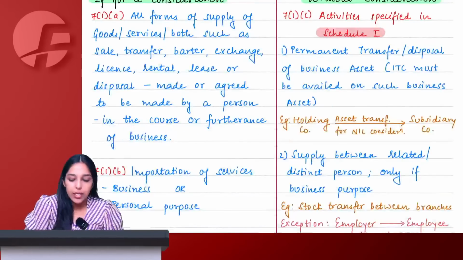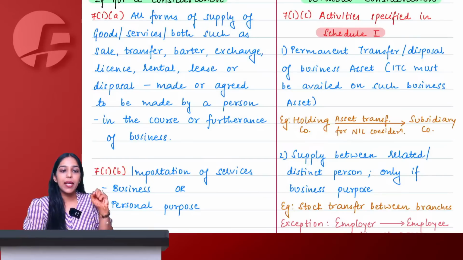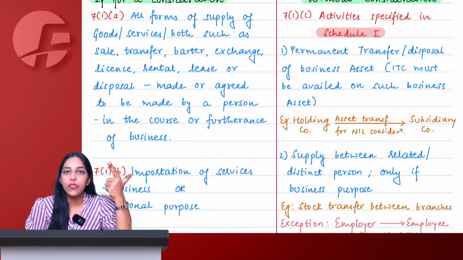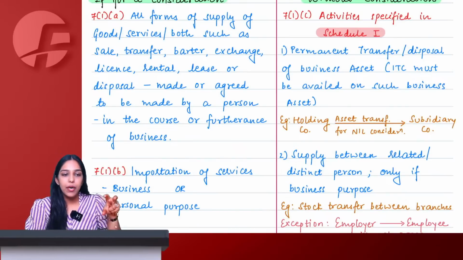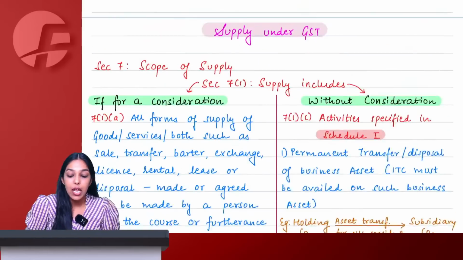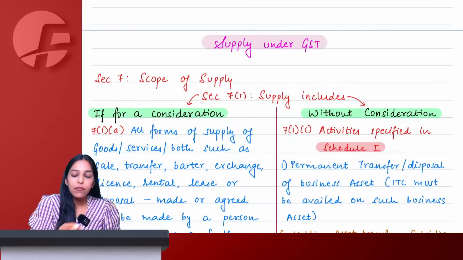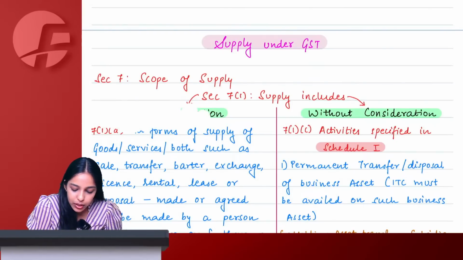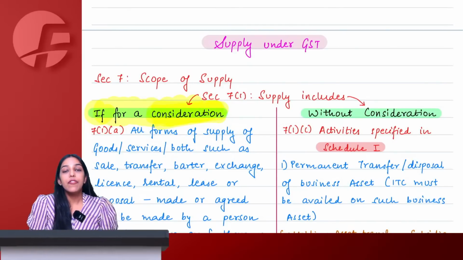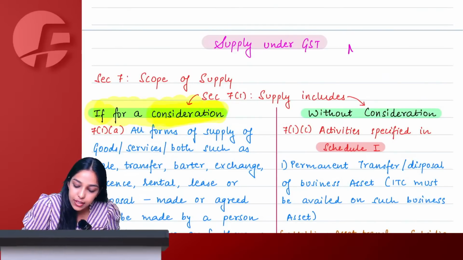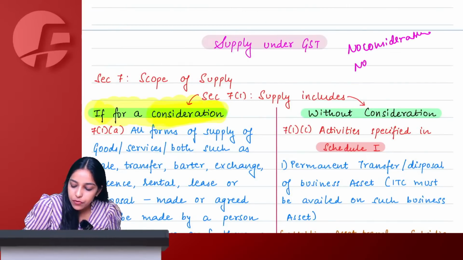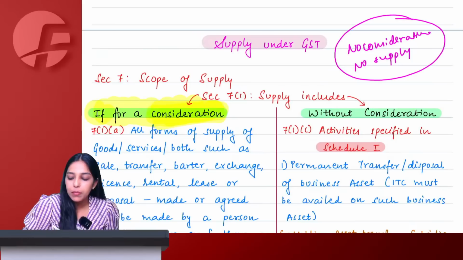What are we studying? We are studying section 7.1, which says supply includes. 7.1a says all forms of supply, 7.1b says import of service, and 7.1AA says a person other than an individual doing activities or transactions with own members or constituents. But one common condition for all of them is there has to be a consideration, which means the golden rule is simply: no consideration, no supply. So for any transaction, if there is no consideration, it can never be supply.